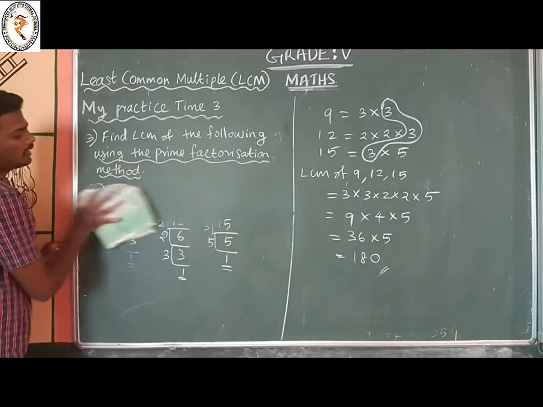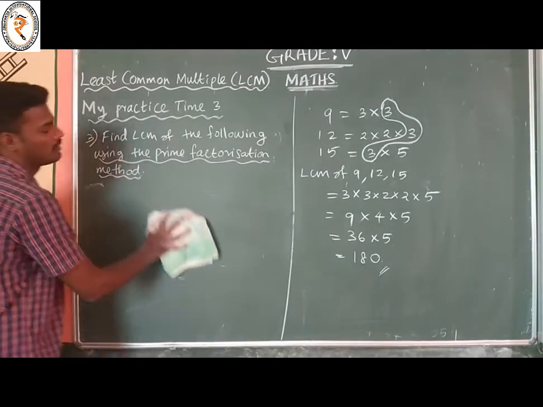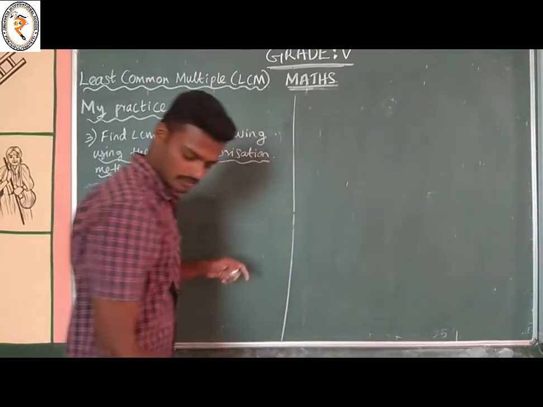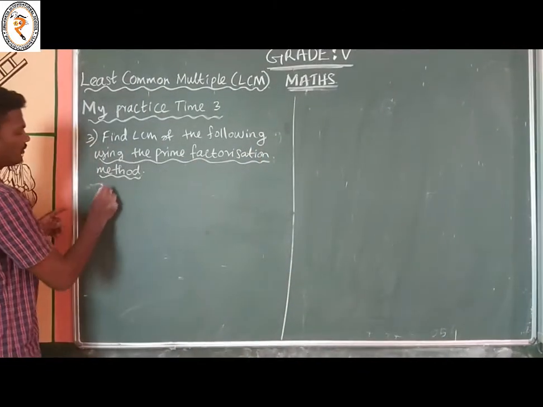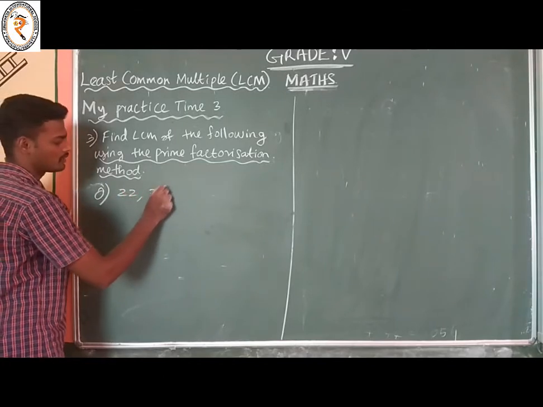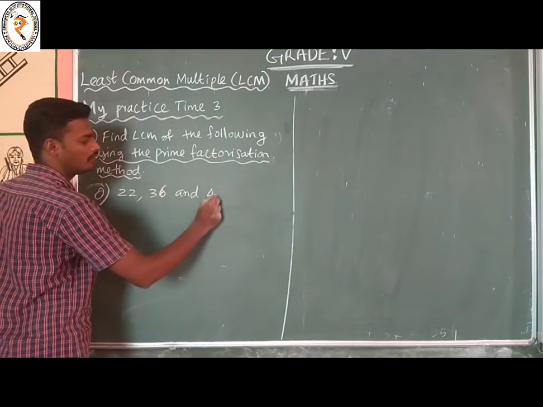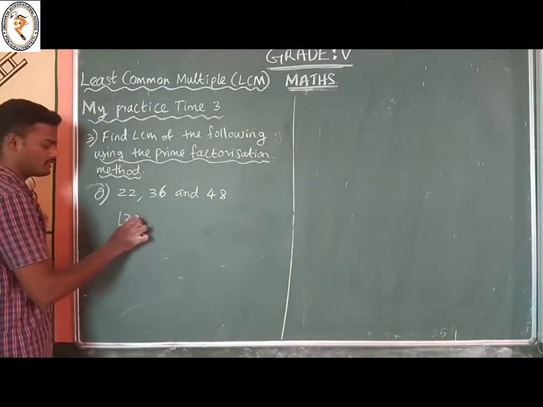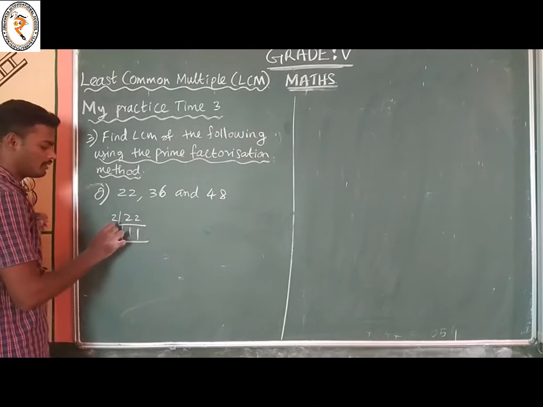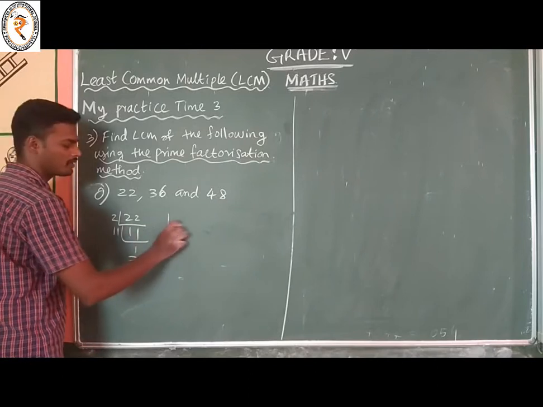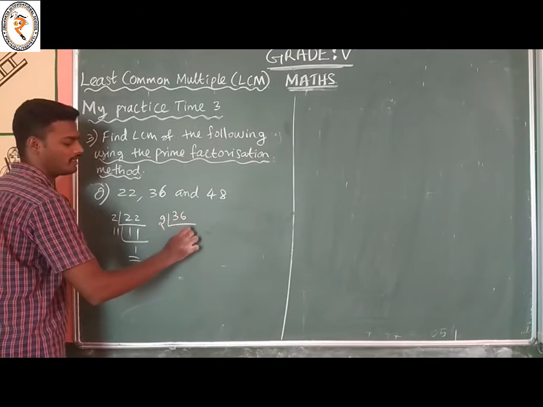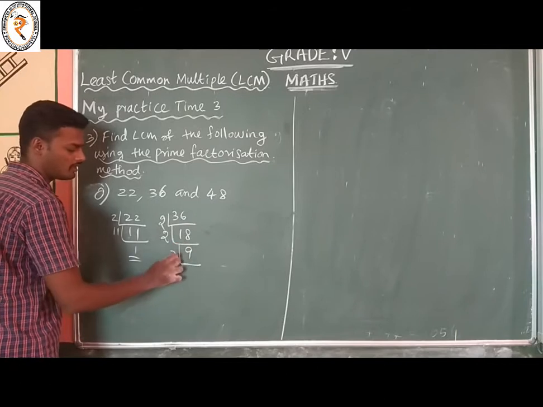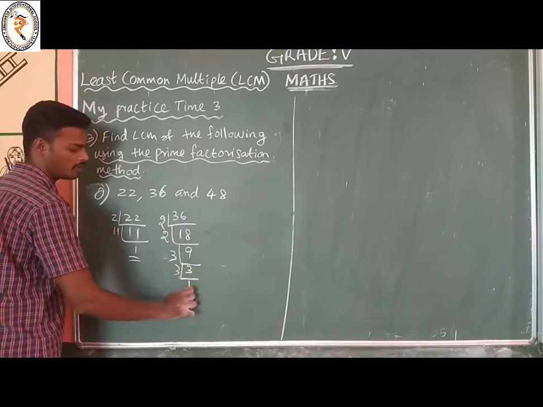And the second sum, question number O, in 3 numbers: 22, 36 and 48. 22 is an even number in second table 11 times. 11 is a prime number, so 11th table 1 times. 36 in second table 18 times, so 18 is an even number in second table 9 times. 9 is an odd number in third table 3 times. Third table is 1 times.